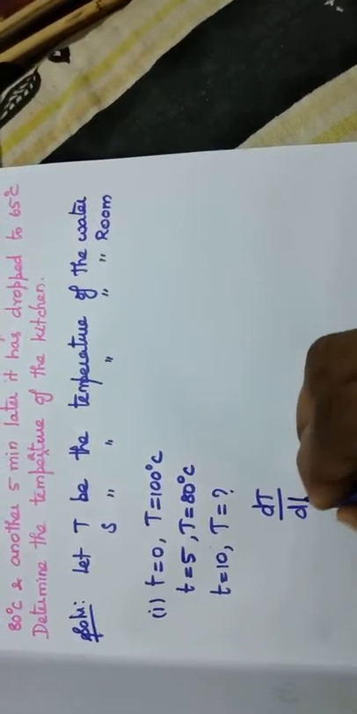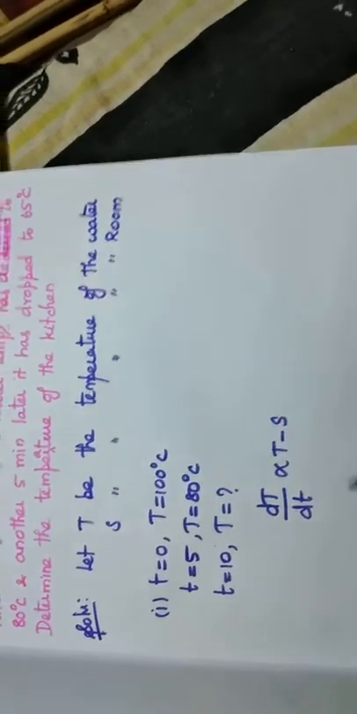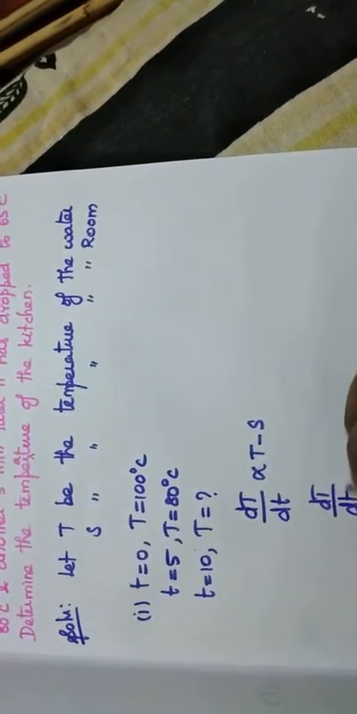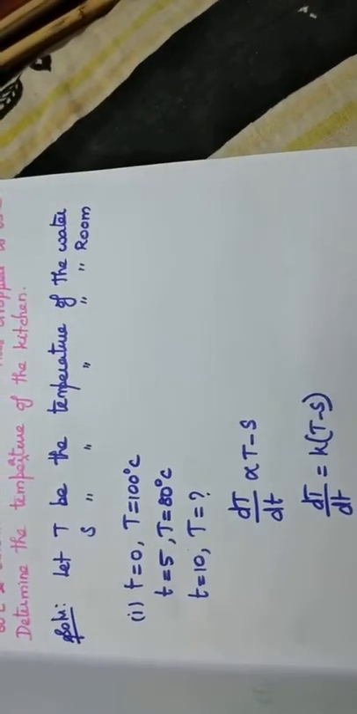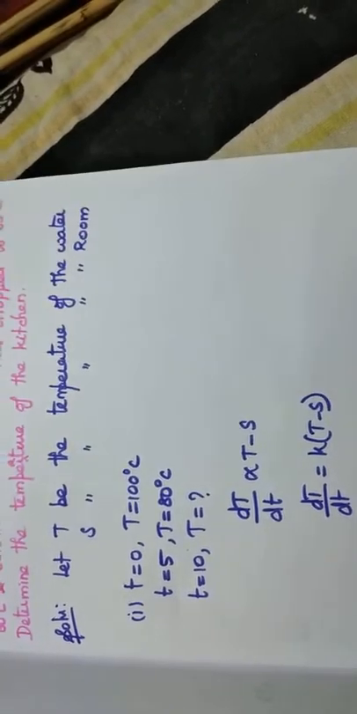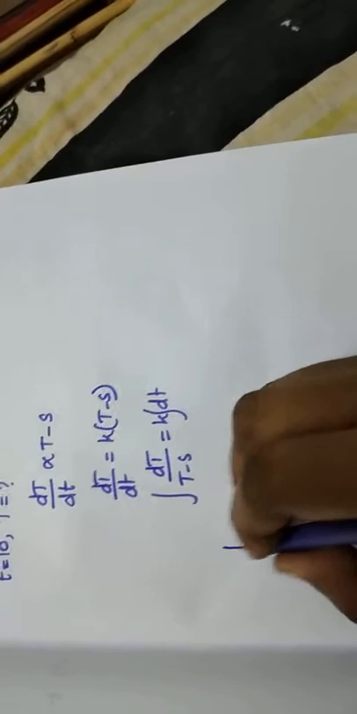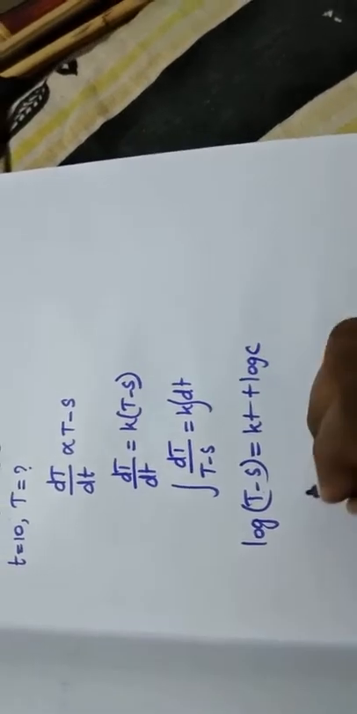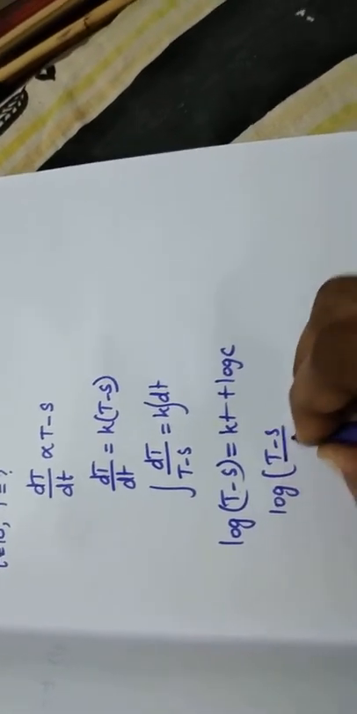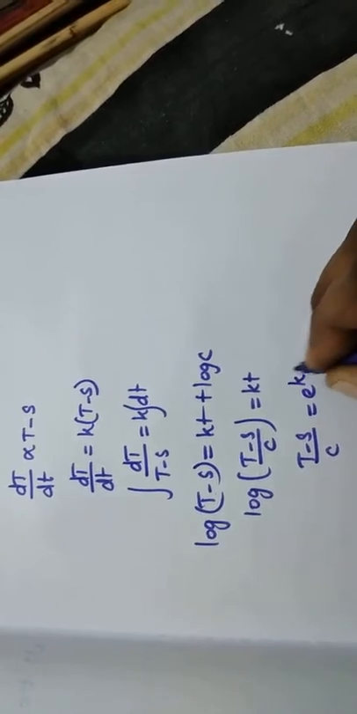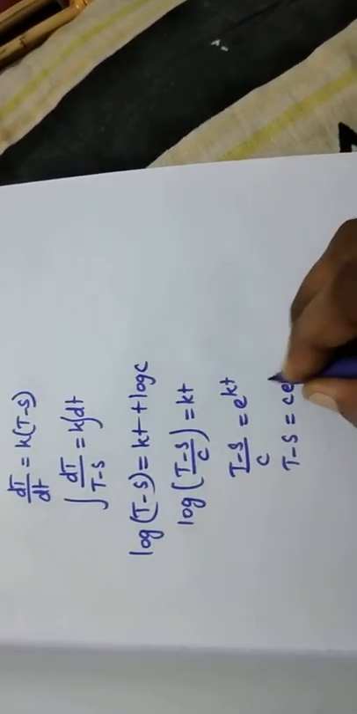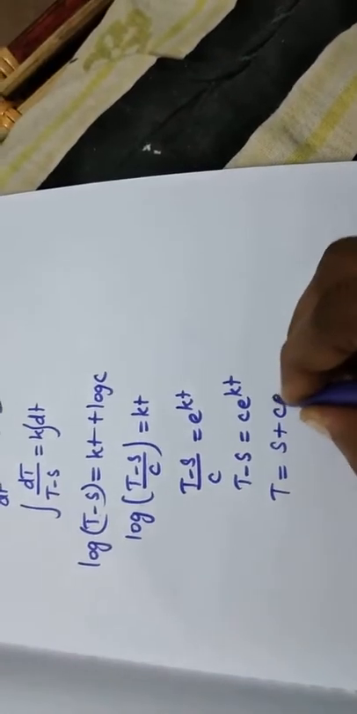Newton's law of cooling: dT by dt is directly proportional to T minus S. Remove the proportionality: dT by dt equals k into T minus S. So dT by T minus S is equal to k dt. Now integrate this: log of T minus S is equal to kt plus log C. So log of (T minus S) by C is equal to kt. T minus S by C is equal to e power kt. T minus S is equal to C e power kt. So T is equal to S plus C e power kt.